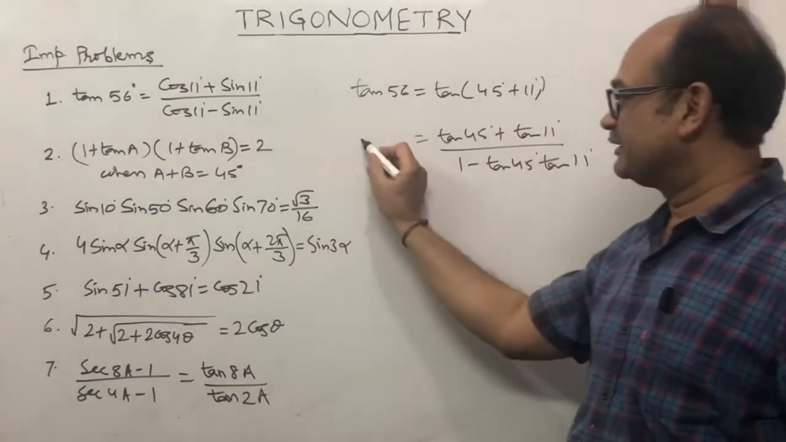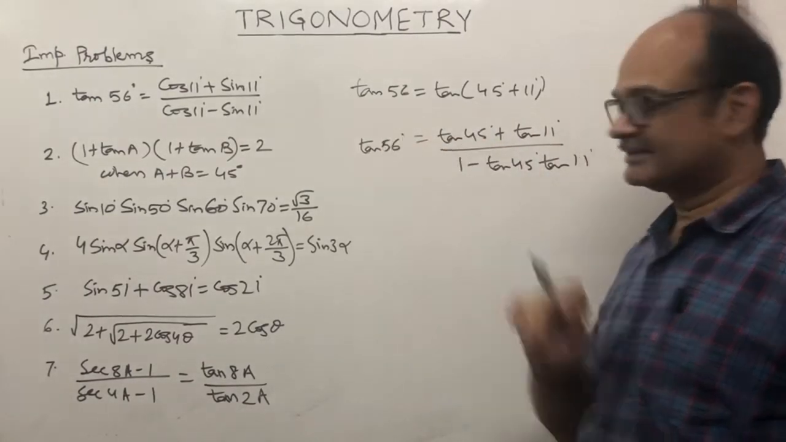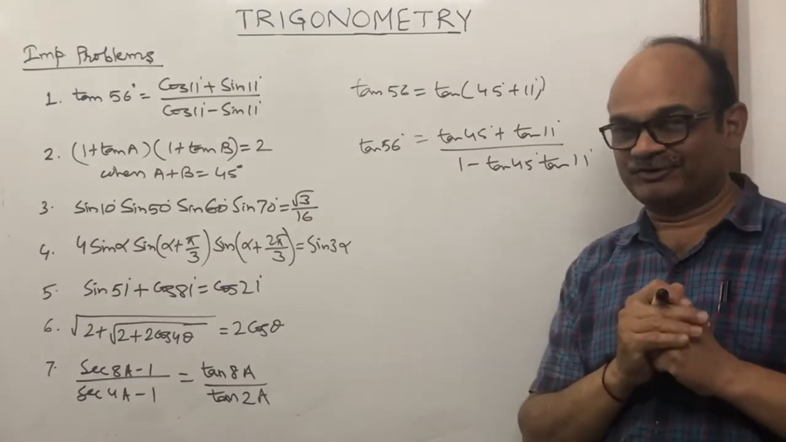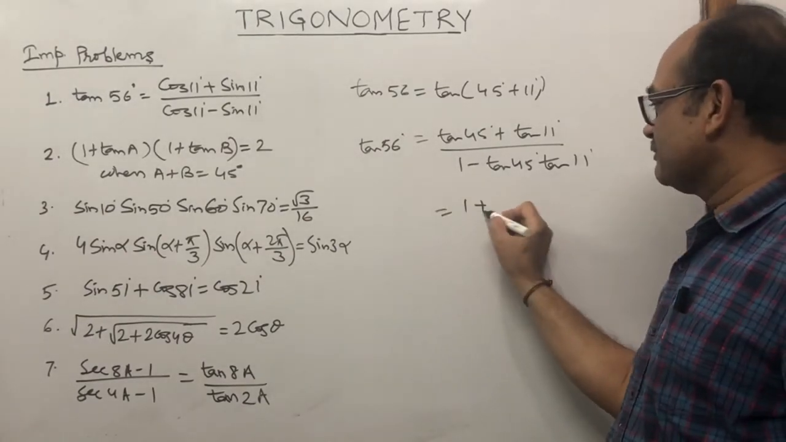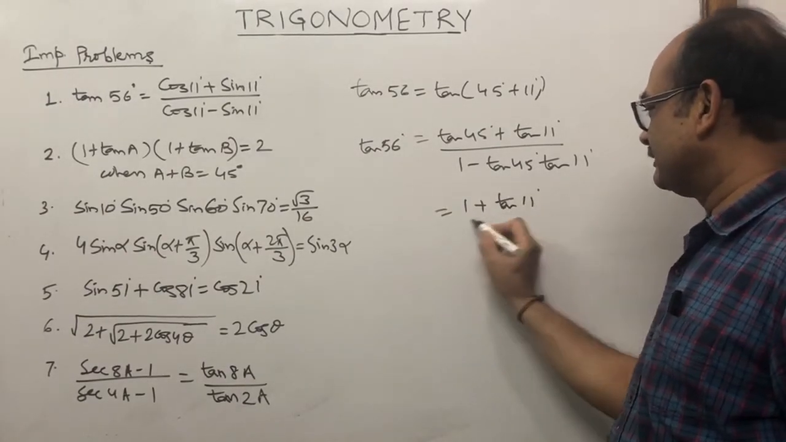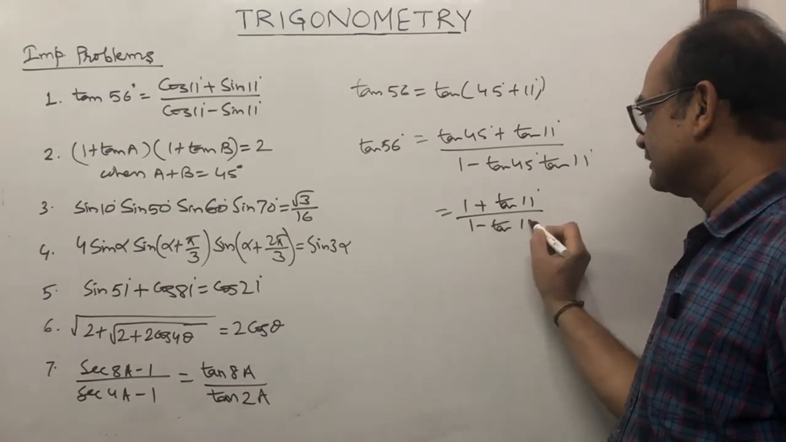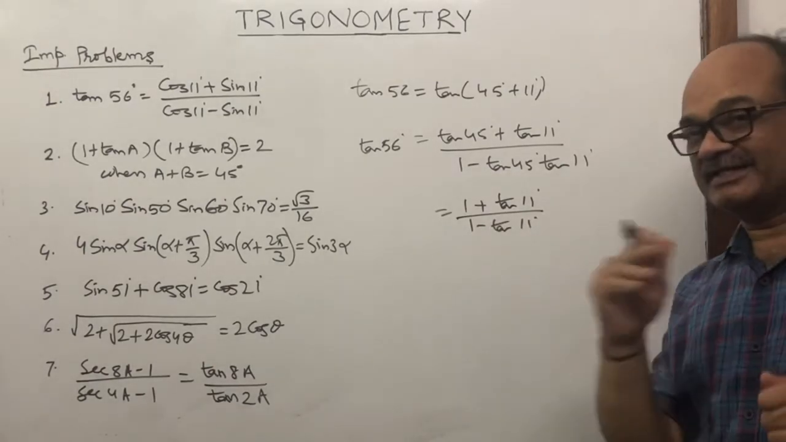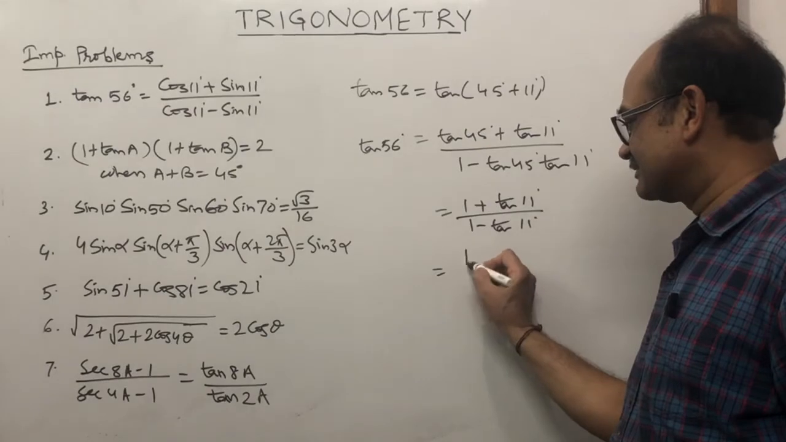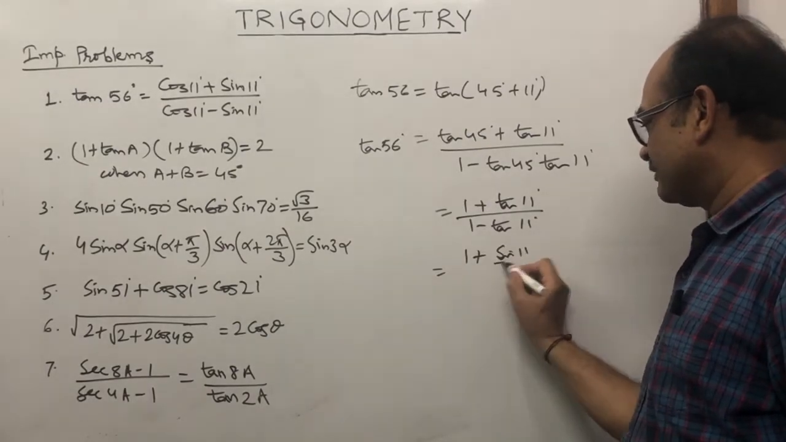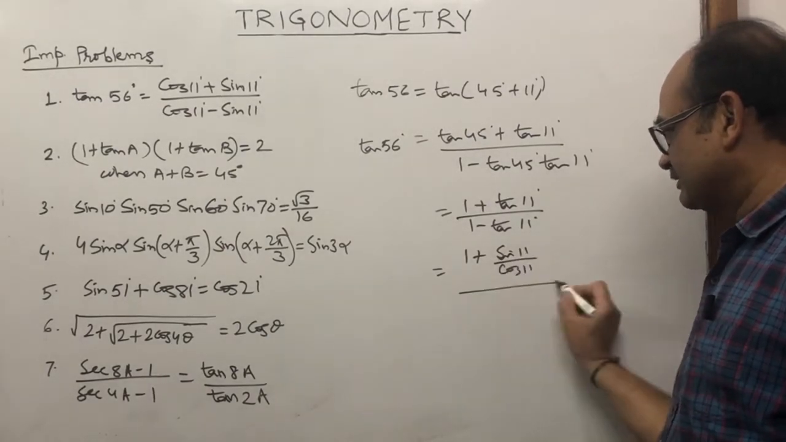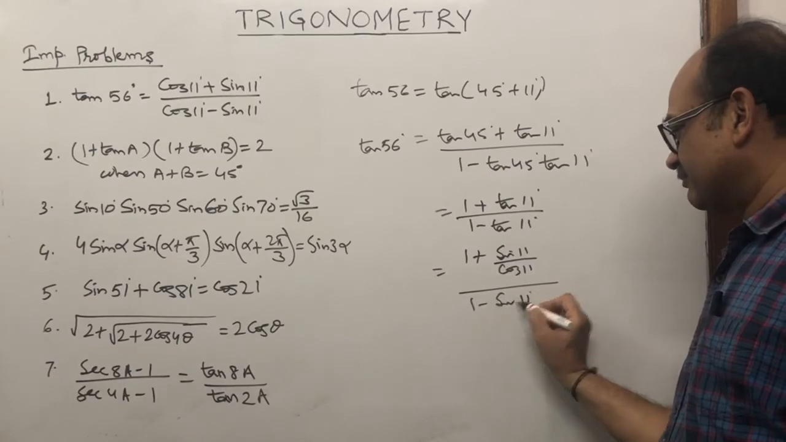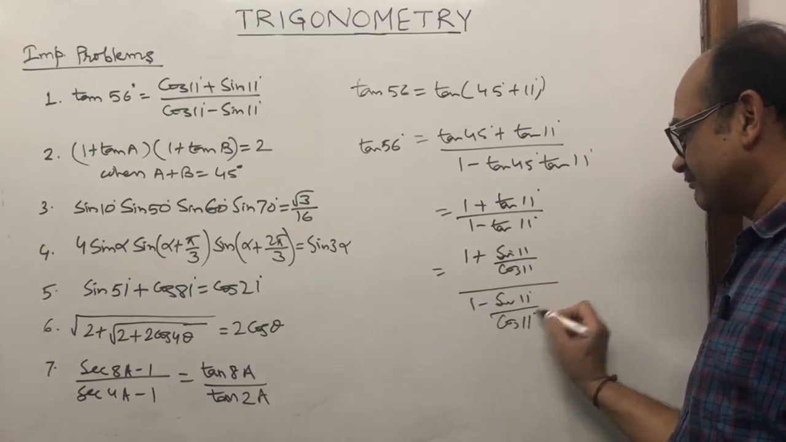This is nothing but tan 45 plus tan 11. What is tan 45? You know, 1. So 1 plus tan 11 divided by 1 minus tan 11. And what is tan 11? Sin 11 by cos 11.